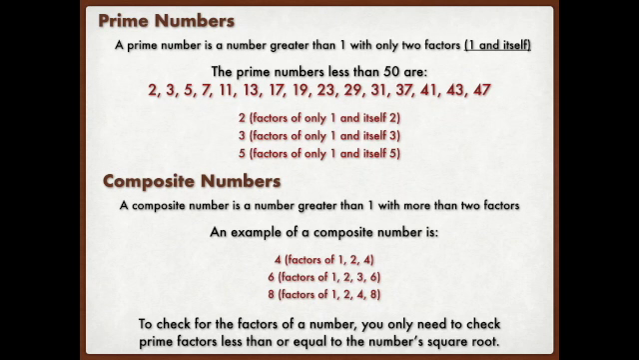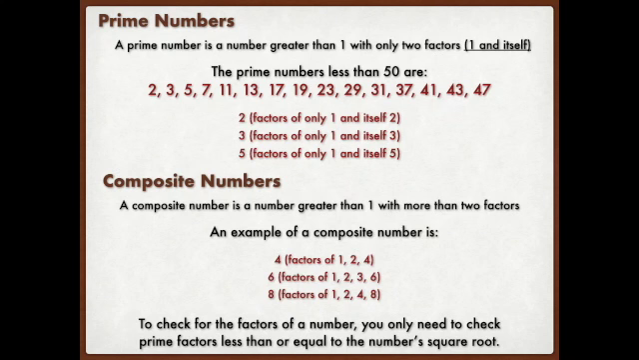Prime numbers are numbers that are greater than 1, so not 0 and not 1, but numbers greater than 1 that only have two factors, 1 and itself, such as 2. 1 times 2 is 2, so those are the two factors. 3: 1 and itself, so 1 and 3. So those are prime numbers.